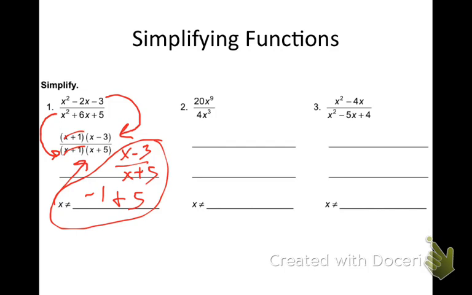Why not negative 1? It is negative 1 and 5. Why not negative 5? Yeah. Oh, sorry, it is negative 5. Thank you. Yes, negative 1 and negative 5. Thank you. Forgot the negative there.